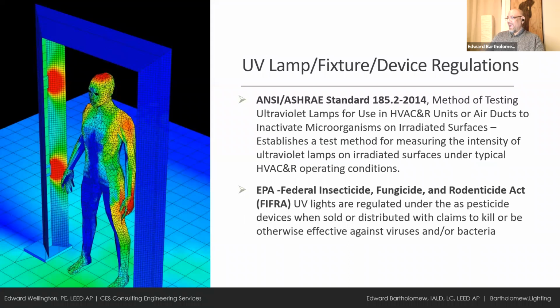First, I want to talk about ANSI ASHRAE standard 185.2, method of testing UV lamps in HVAC systems. And then there's also the EPA, which is really interesting. UV fixtures are actually approved through the EPA as a pesticide fixture. So they're a pesticide device, and that's how they're sold, and those are the claims. So when you see a manufacturer come to your office and talk about UV, the standards that they're using are some of the EPA pesticide standards for fixtures.